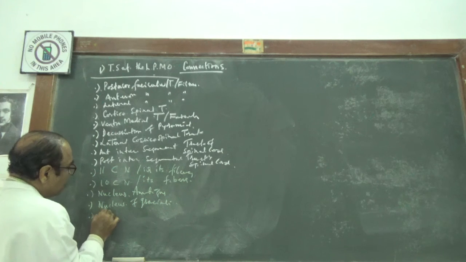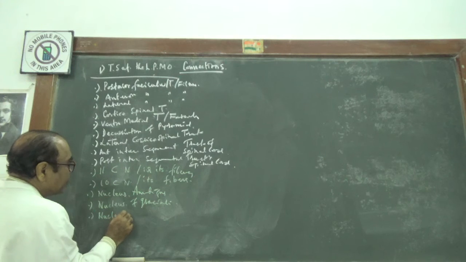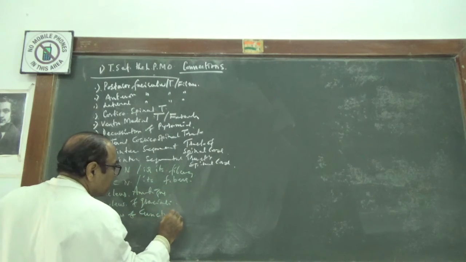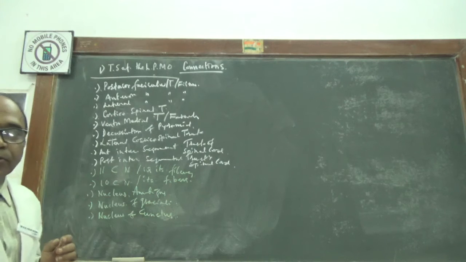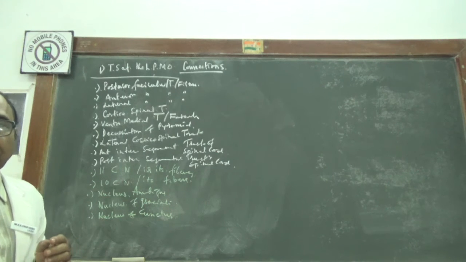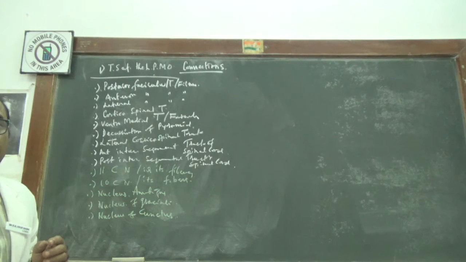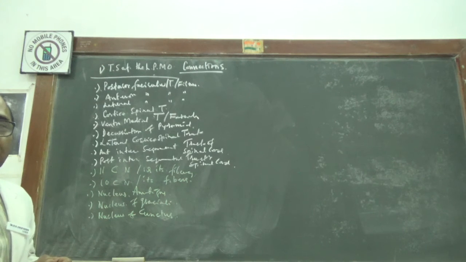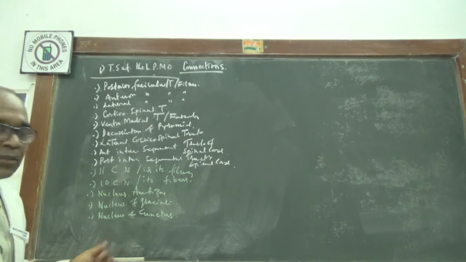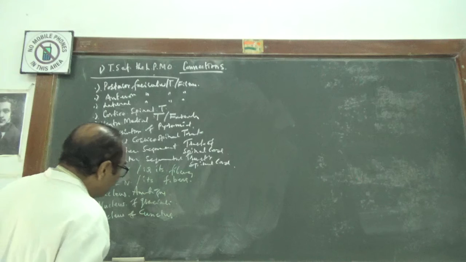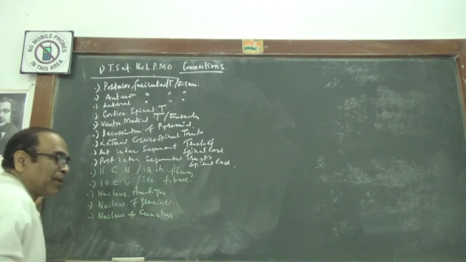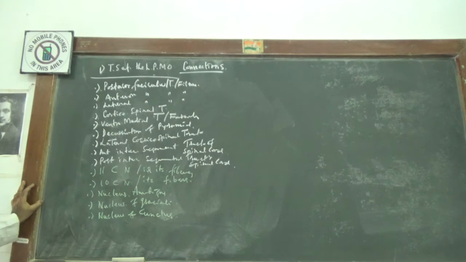Then you have got the nucleus of cuneatus. This will be another swelling, separating from the gracilis by means of the posterolateral fissure, which will be lateral to the gracilis, in the posterosuperior surface of the medulla oblongata, at its lower part, at the tela of the fourth ventricle.